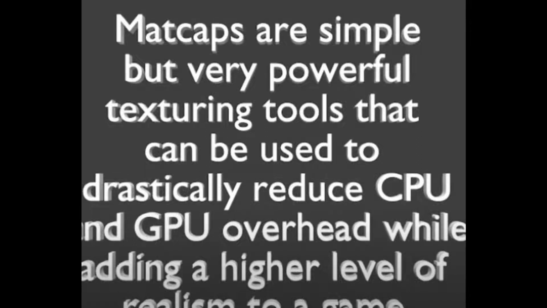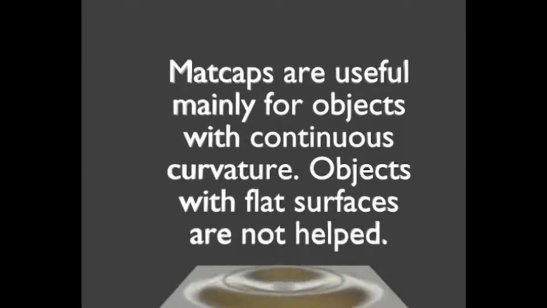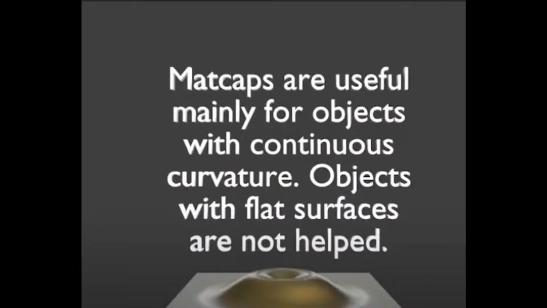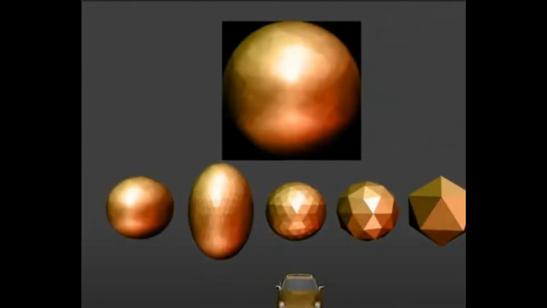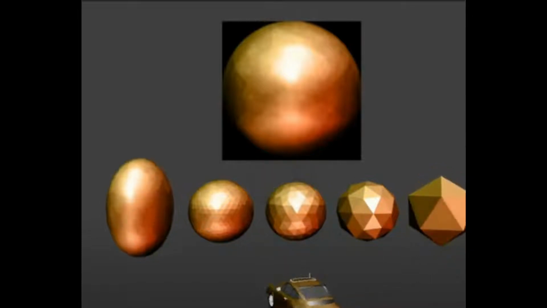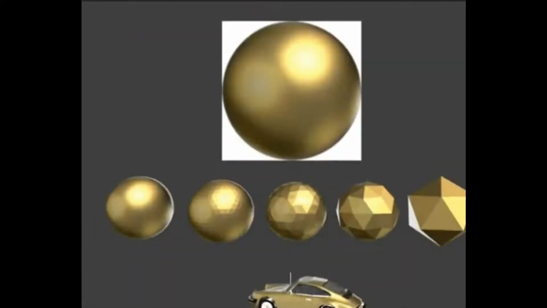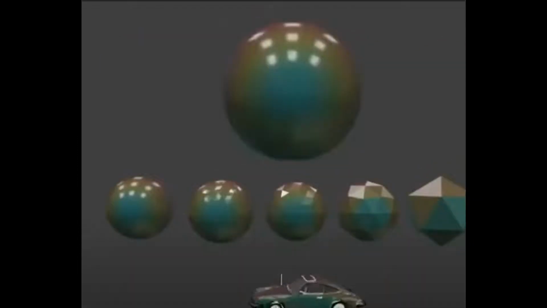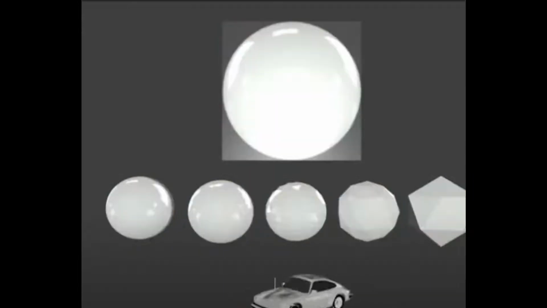That's not the main base of it. MatCaps are used mainly for objects with continuous curvatures. Objects with flat surfaces are not helped much. You guys can see here how it reflects on the objects. You see it's very smooth, and then you see here it is not helped at all. There's a little car here with the materials as well. We have a golden texture here, a plastic realm. You can see how it reflects on the object.